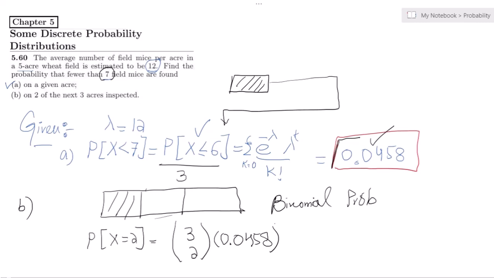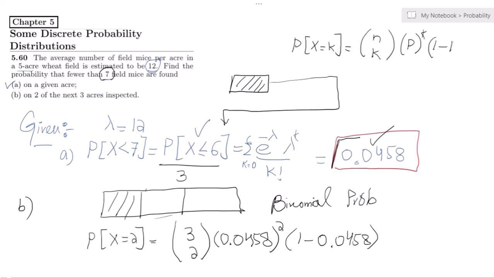This is because we know that the probability that x is equal to k in binomial probability is n choose k, p to the power k, times 1 minus p to the power n minus k. This is the binomial probability. Now finding the values, the answer would be 0.0060, and that is the solution of part B of my question.